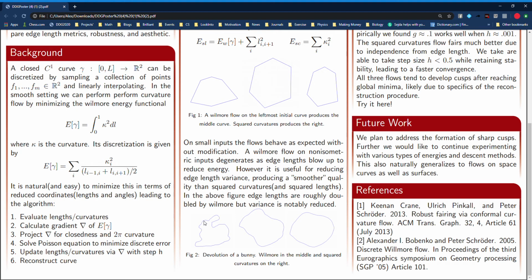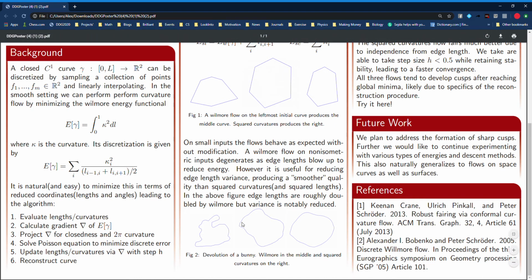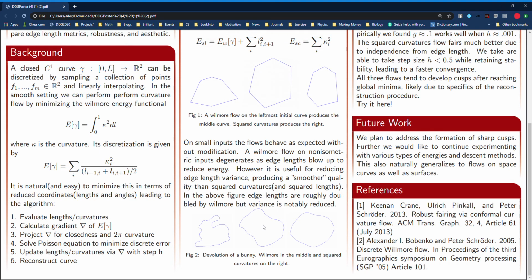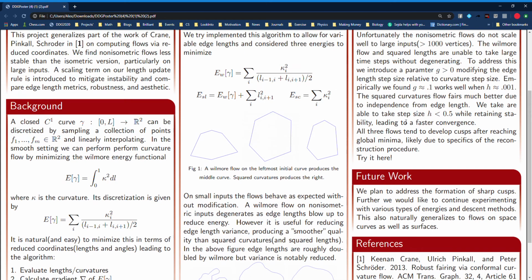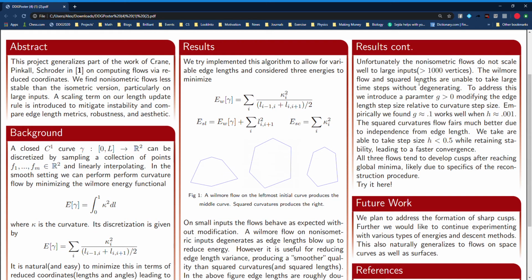So if you look at this rabbit here, for example, poor rabbit's going to get deformed. We see when we run the Willmore flow and also the squared length flow, degeneracies start to occur, where if we update the edge length at too large a rate relative to the curvatures, then everything blows up and we lose stability, and the flow is no longer meaningful. So in order to perform those two flows, we need to take a much smaller step.